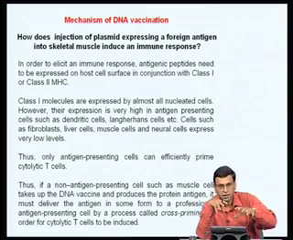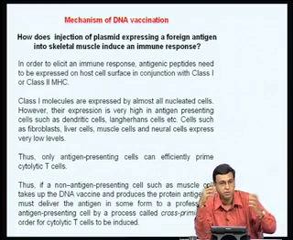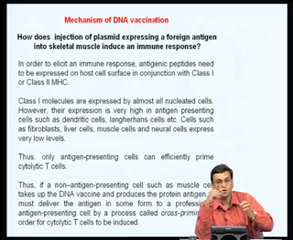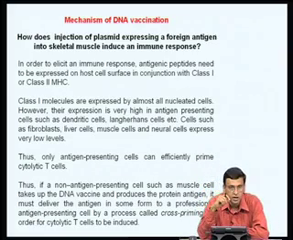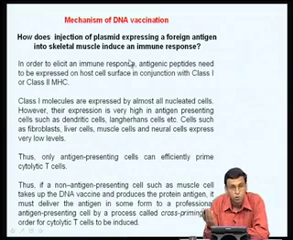So, we will spend a couple of minutes to understand how exactly this DNA vaccine is able to induce an immune response. What is the mechanism by which injecting these plasmids, either into skeletal muscle or shooting them into skin, is able to elicit an immune response? So, how does injection of plasmid expressing a foreign antigen into skeletal muscle induce an immune response?